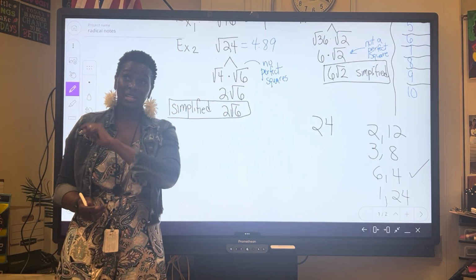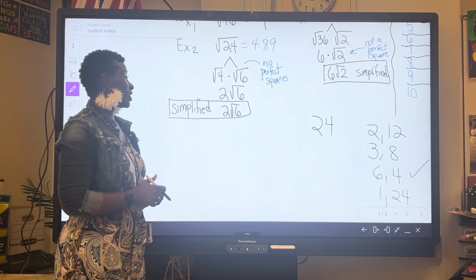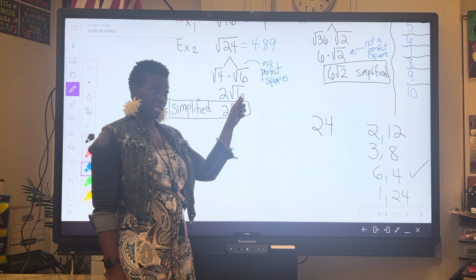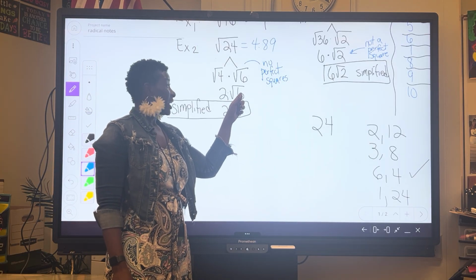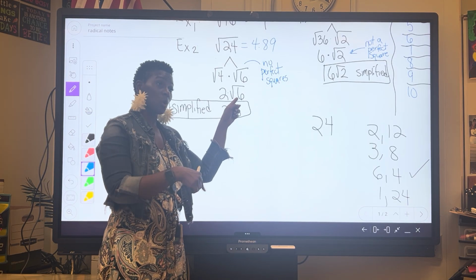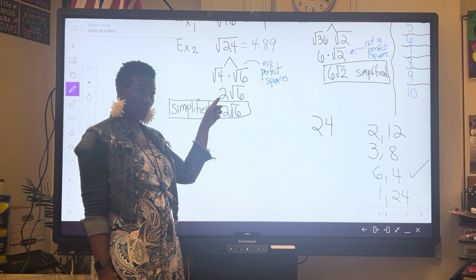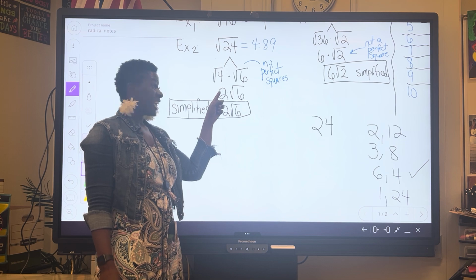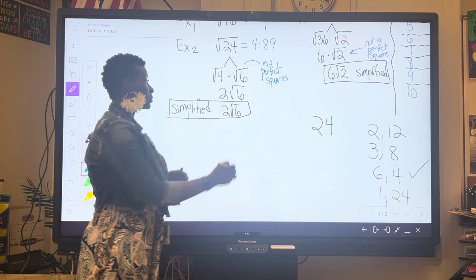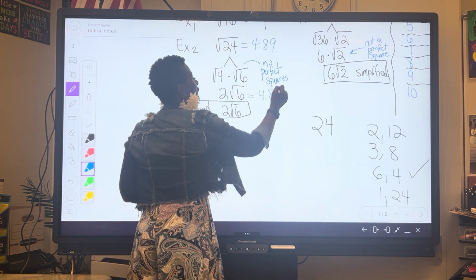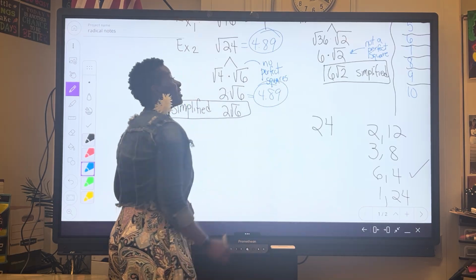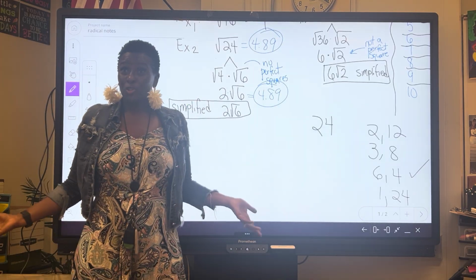Now, put this in your calculator. Pay attention. Put 6. Hit the square root. So we take the square root of 6. You got that number? Now put times 2. Equals. What do we get? 4.89. Are these not the same thing? They are. So they're the same thing.